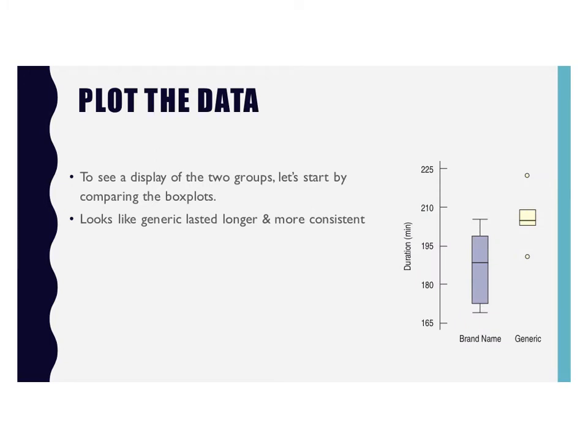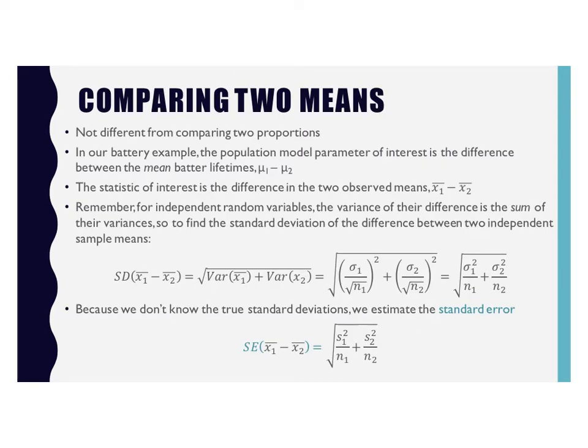So to see a display of the two groups, let's start by comparing the box plots. Now, you don't necessarily have to do box plots. You could do 2 histograms, as long as they're on the same scale. You could do a back-to-back stem and leaf plot. Those are other options as well. But according to our graphic display with the 2 comparative box plots, it looks like the generic batteries lasted longer and are more consistent. When we are comparing 2 means, it's really not that much different from comparing 2 proportions.